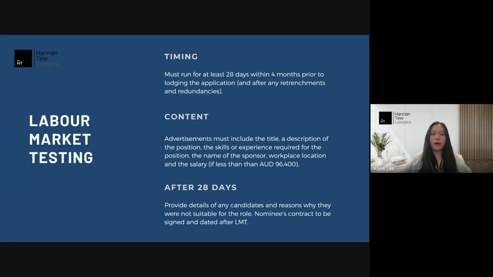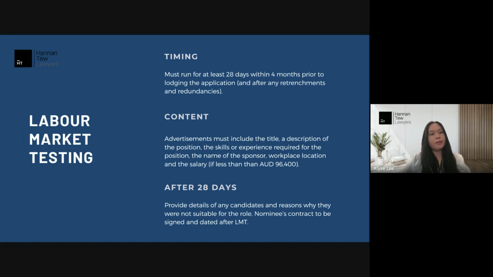The purpose of labour market testing, which is one of the requirements for the nomination application, is for businesses to demonstrate that they have tested the local labour market and could not find an appropriate Australian worker. Hence, they are sponsoring a foreign worker to fill that role instead.